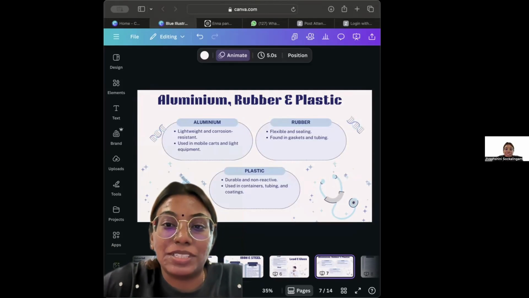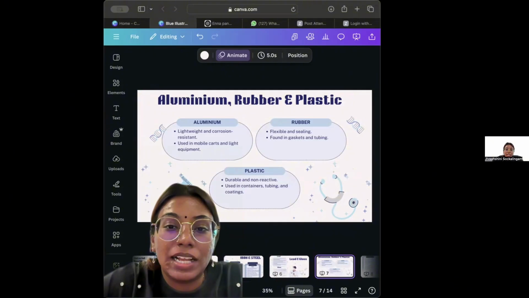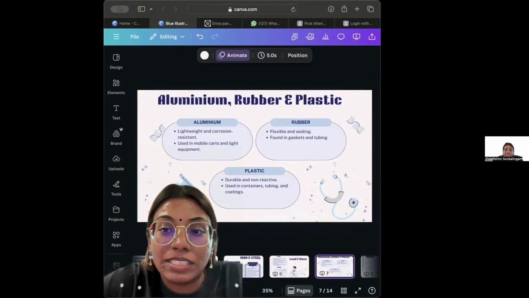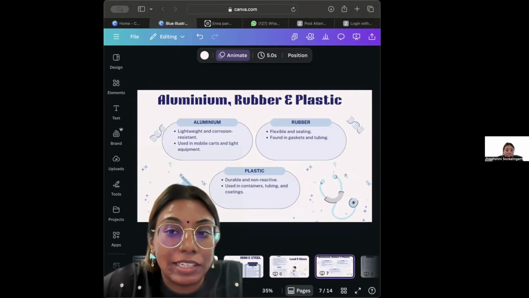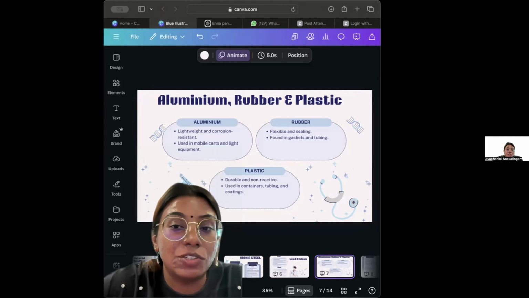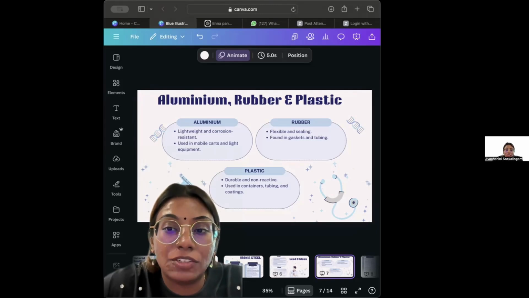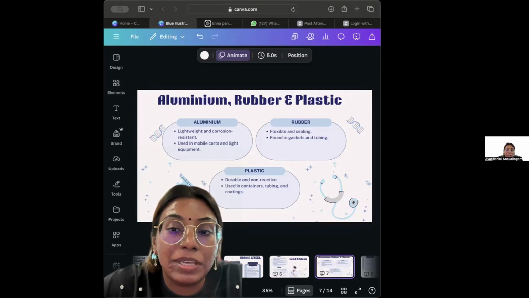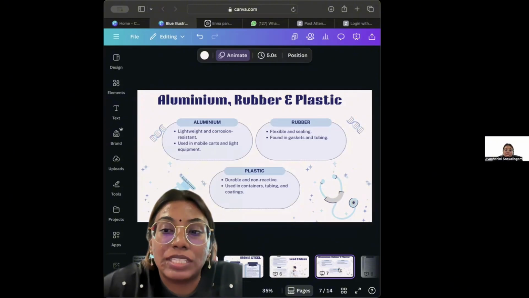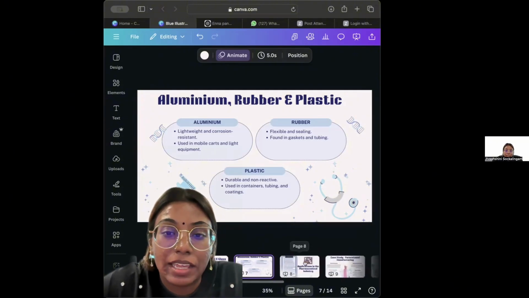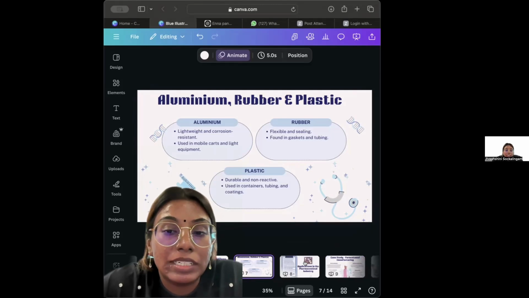Okay, I will be explaining another material, which is aluminium. Aluminium is lightweight and resists corrosion, which makes it ideal for portable equipment and modular structures. Another one is rubber, which is flexible and is used in seals and gaskets to prevent leaks. It's essential in maintaining airtight or watertight systems. And the last one is plastic, which is durable and chemically non-reactive, and is used for things like tubing, containers, and machine covers. All these materials play supportive roles in maintaining hygiene and functionality.